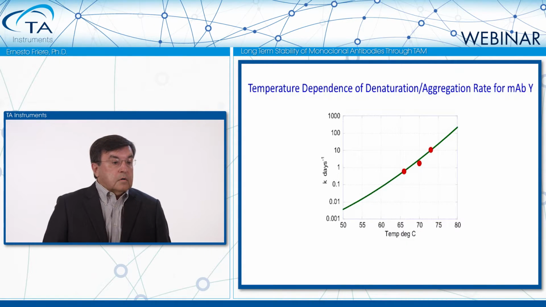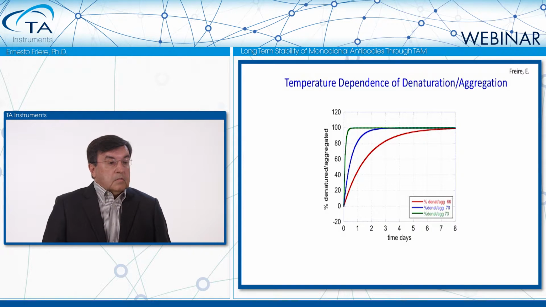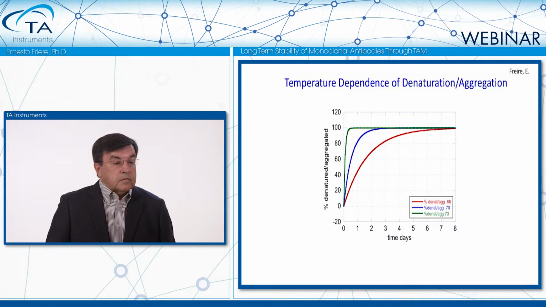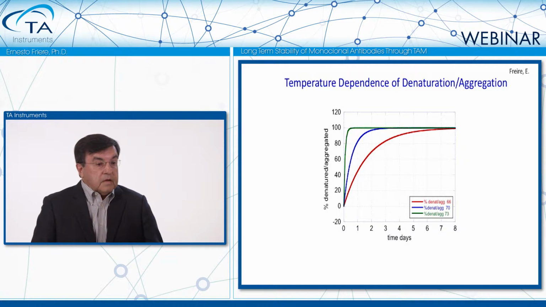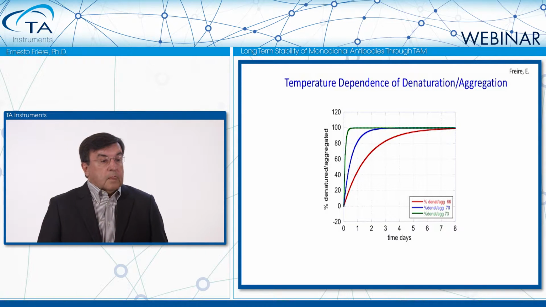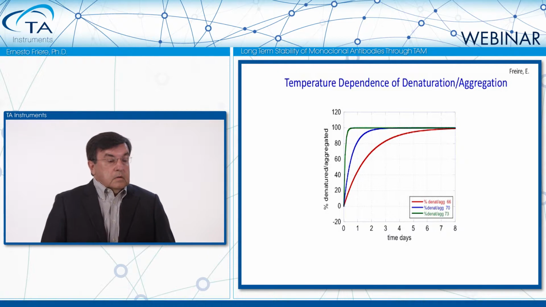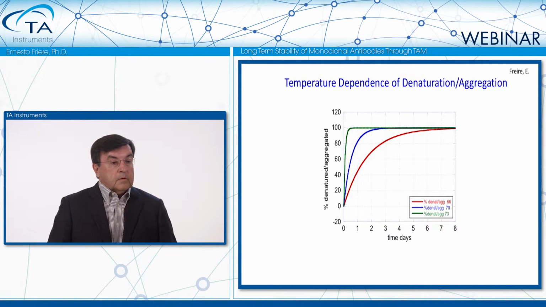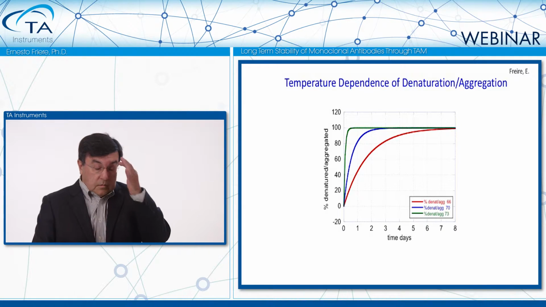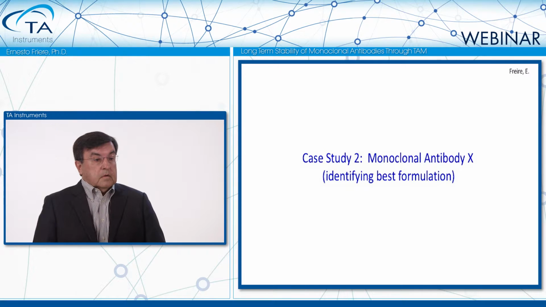And as before, it is possible to calculate from the data what is the percentage of denatured aggregated protein as a function of days at different temperatures. And that's one of the most important features of the TAM, that it will allow you to determine not only the rates, but from the rates calculate how much protein is aggregated, how much protein is denatured at different temperatures or under different formulation conditions, which is what I'm going to describe now.